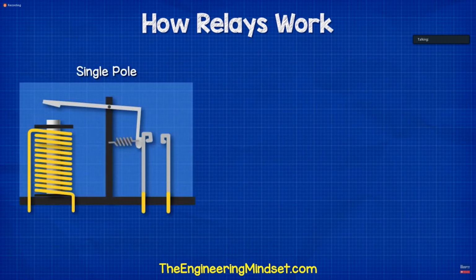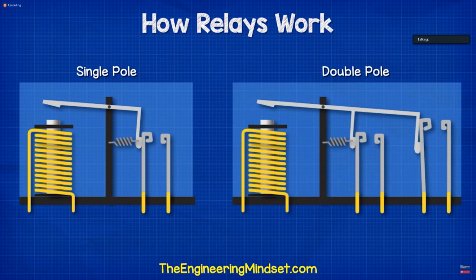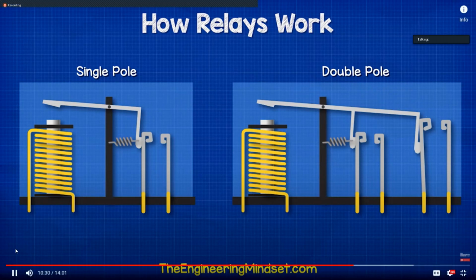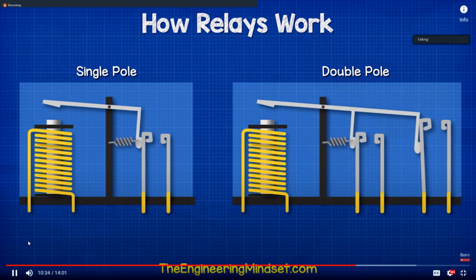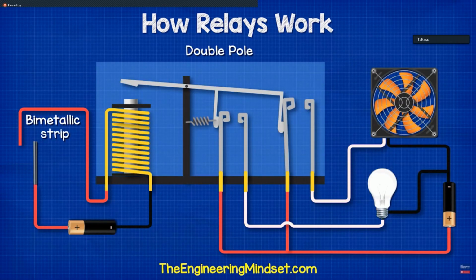Relays can have single or double poles. The term pole refers to the number of contacts switched when the relay is energized. This allows more than one secondary circuit to be energized from a primary circuit. We could, for example, use a double pole relay to control a cooling fan as well as a warning light.